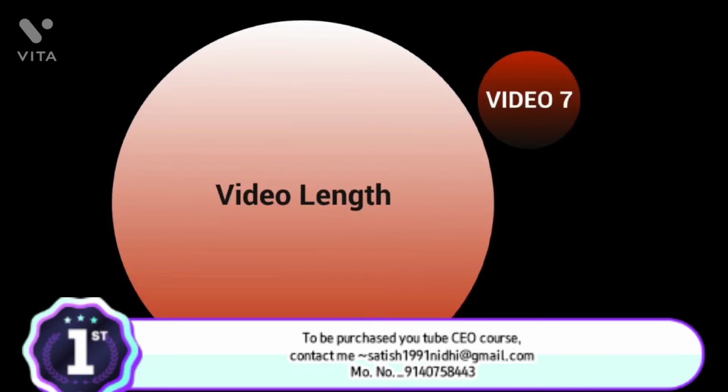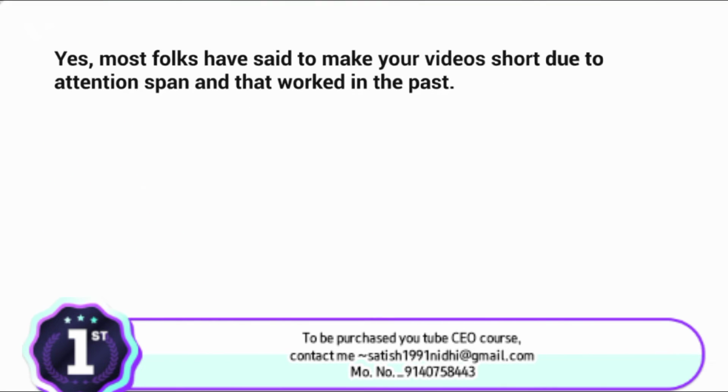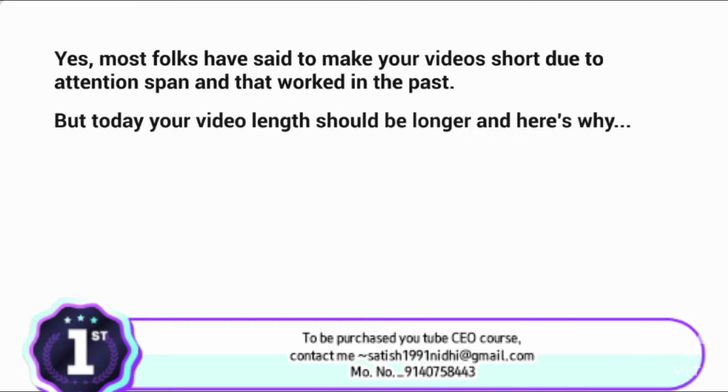Let's talk about video length in more depth. So the big question is, how long should your video be? While yes, most folks have said that your video should be short due to attention span, and that's something that we've talked about in the past, and that definitely worked in the past, and it still is true that people's attention spans are short. But today, in terms of YouTube, your video length should be longer, and here's why.